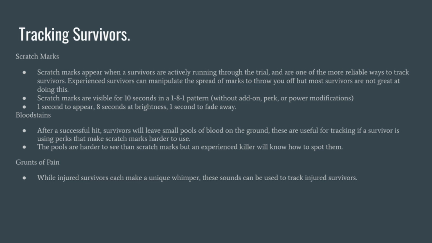Scratch marks are one way that killers can track survivors. Scratch marks are only there when survivors are actively running through the trial. It's one of the more reliable ways to track a survivor, but experienced survivors can manipulate these marks to throw you off of their trail. Most survivors aren't great at doing this, but it's just a matter of them wiggling their character to make their scratch marks go up walls, or maybe look like they're going one direction but actually be going the other.